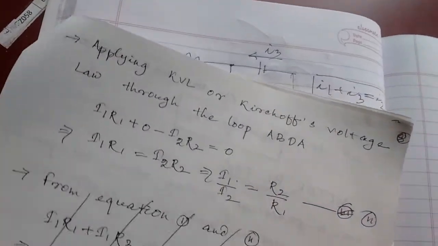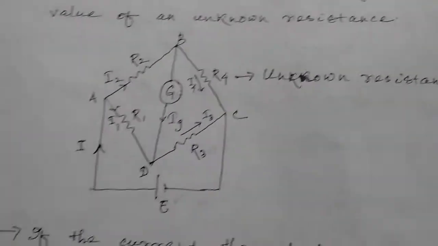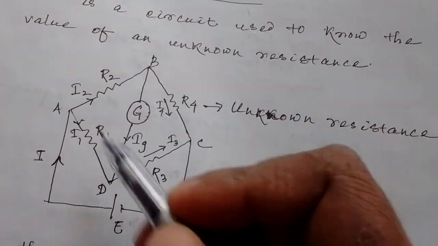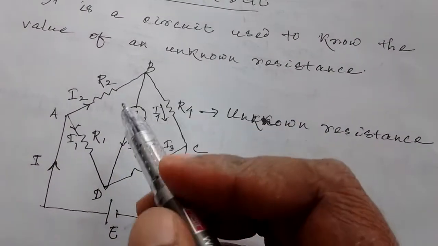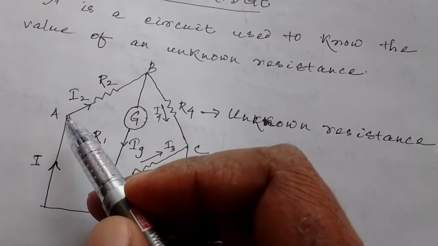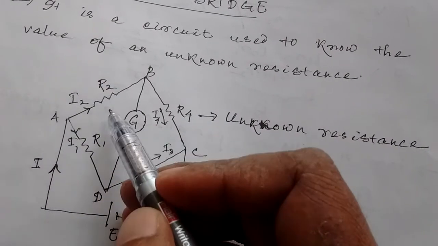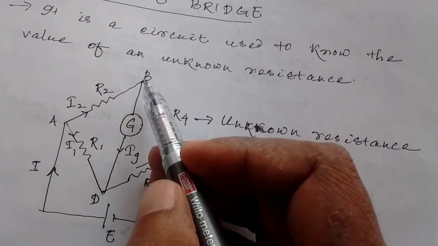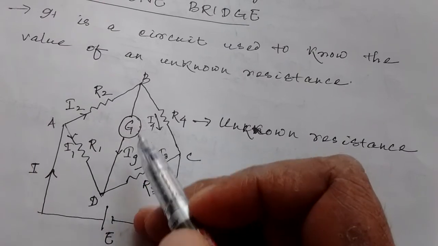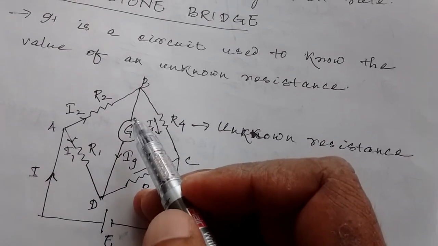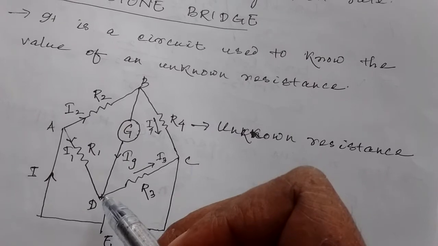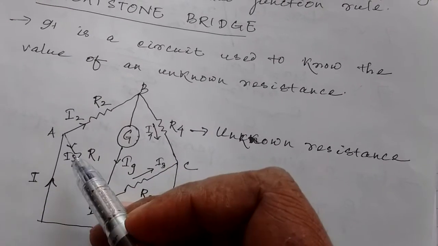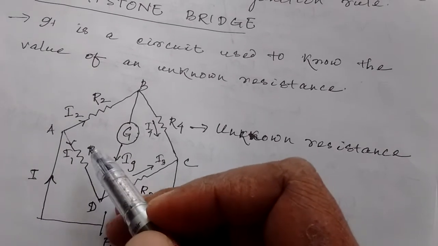Now we want to apply KVL, or Kirchhoff's loop rule, here. Is this a loop or not? A B D A, this is a loop. Now apply KVL. If you start from here, first it will be I2 R2. This is a drop, so put a minus sign: minus I2 R2. Go from here to here, Ig is 0, so the galvanometer will drop no voltage, simply 0. Go in this manner. Here the current is coming from the opposite side, but we are going from this side, that means this is not a drop now.